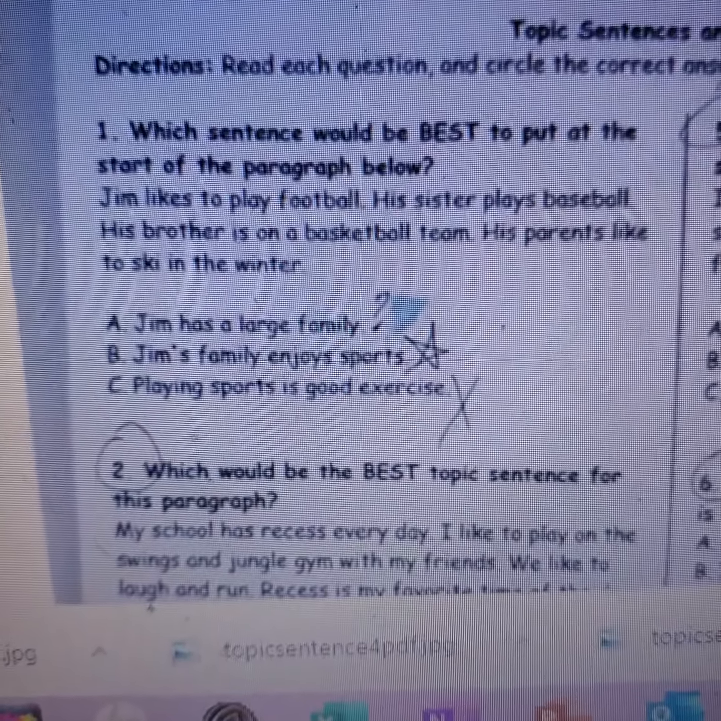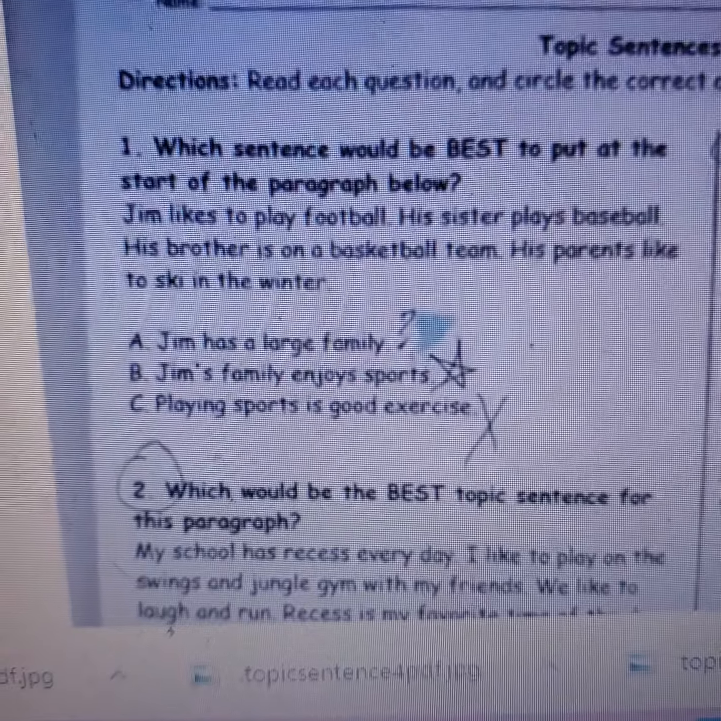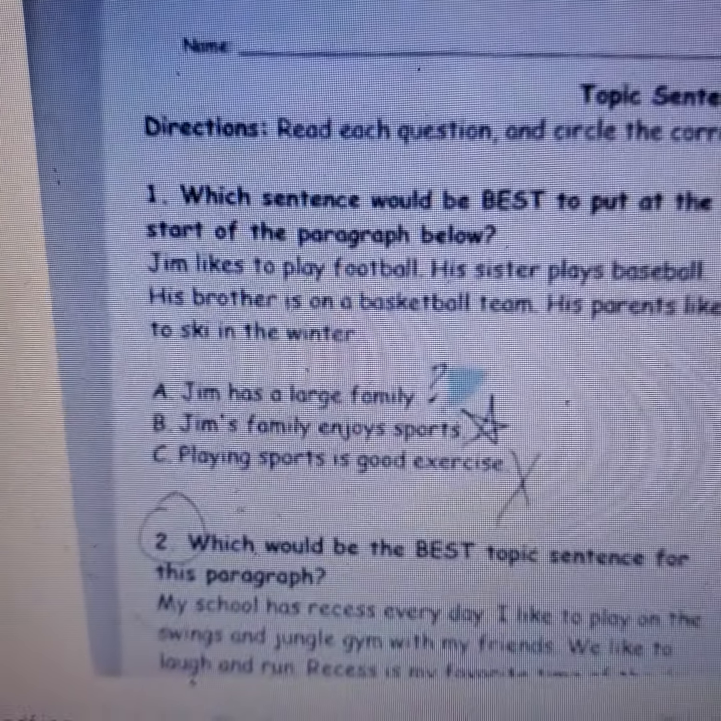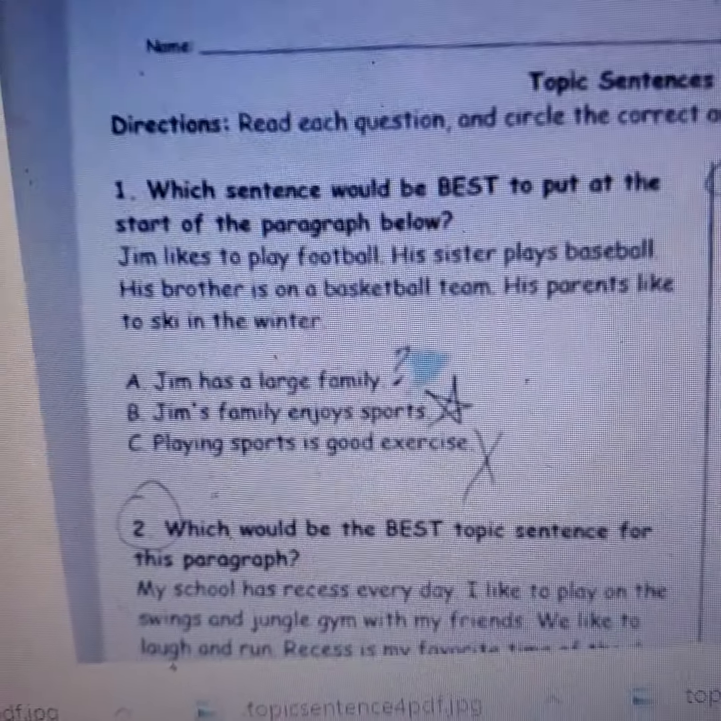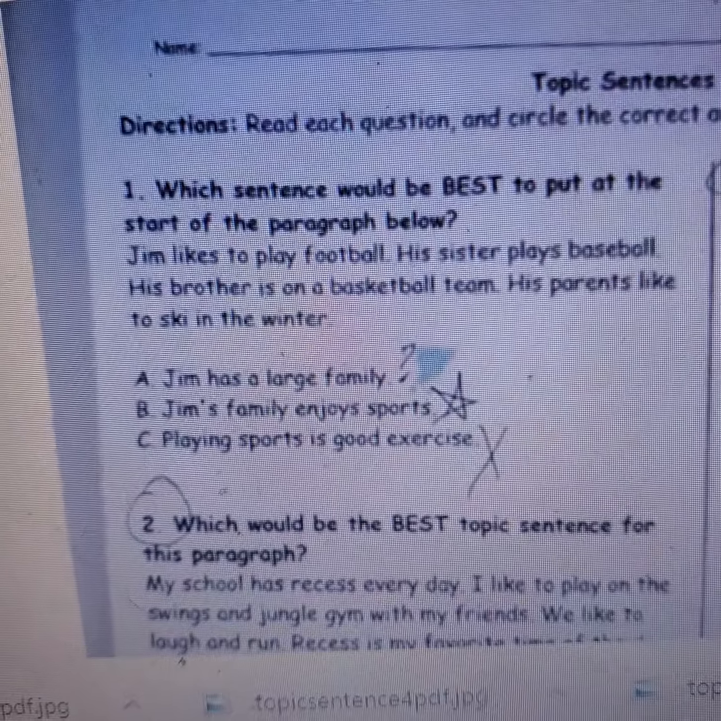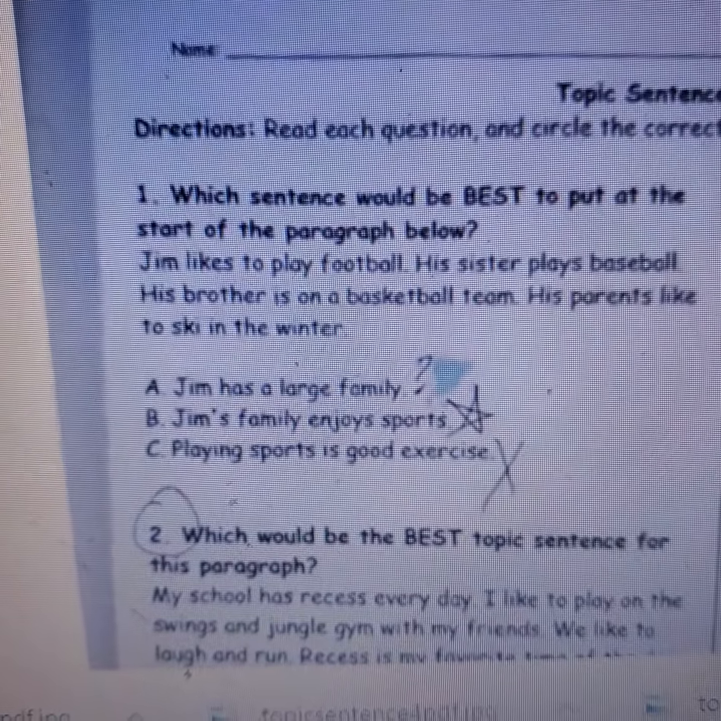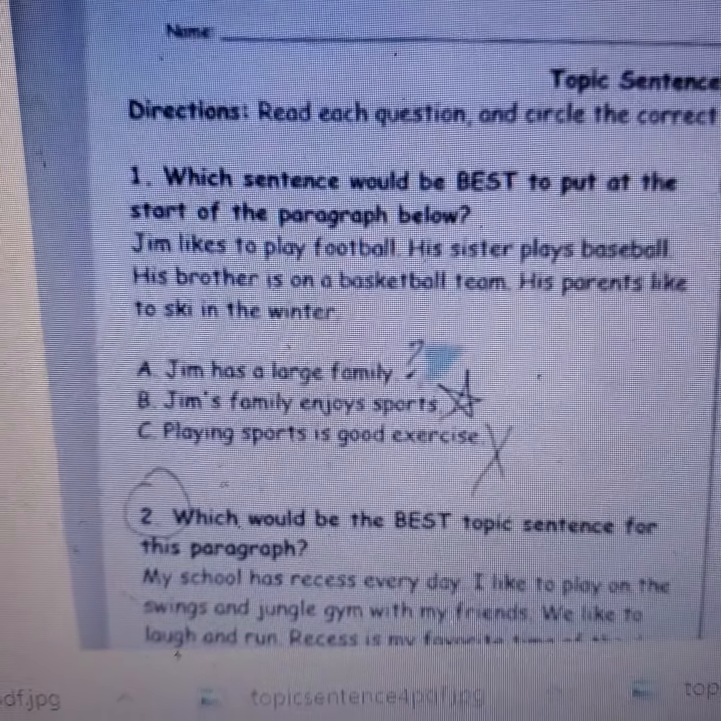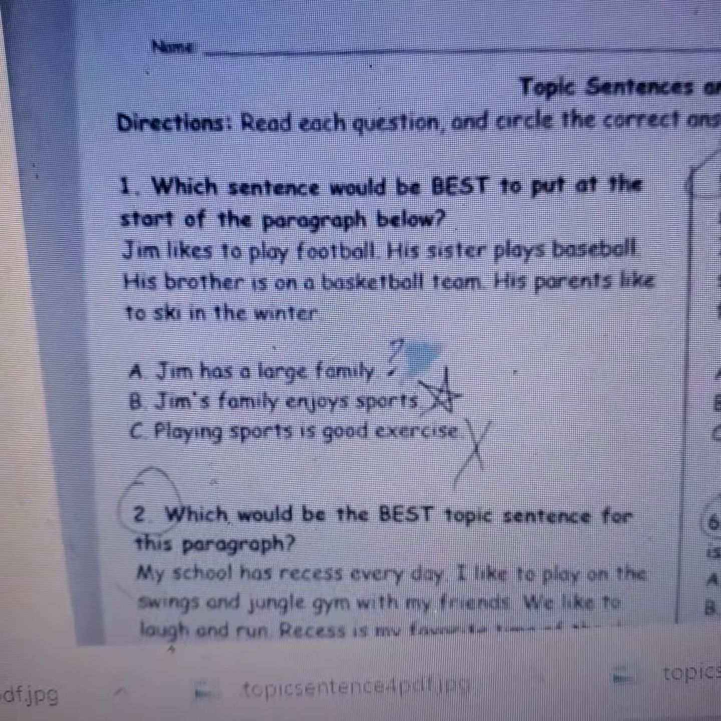Which sentence would be best to put at the start of a paragraph? Okay, so notice that I already have some things worked out to where there's a question mark, a star, or an X. These are indications of the following things. Is my answer, I like it in some way or another, but I am not really ready to decide as the final answer, I can put a question mark. If I think it's the actual answer, I'm going to put a star, and obviously if it's a dead giveaway, I'm going to put an X.